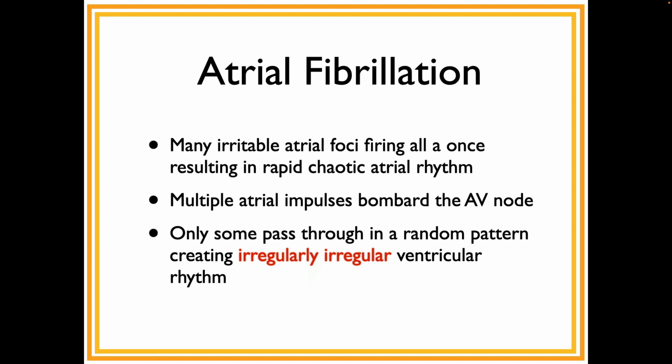Multiple impulses are bombarding the AV node. Many. But remember, the AV node can only conduct impulses so fast. So a lot of those impulses will hit the AV node and just die, kind of like waves breaking on a wall. They'll just die. And then every so often one will go through.